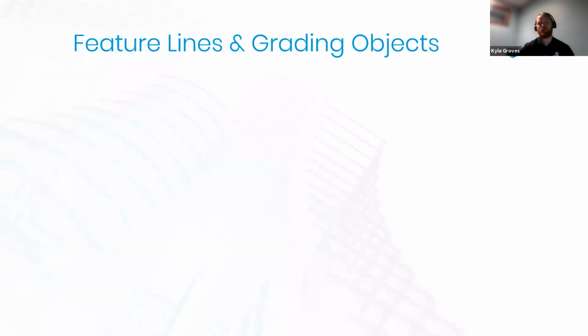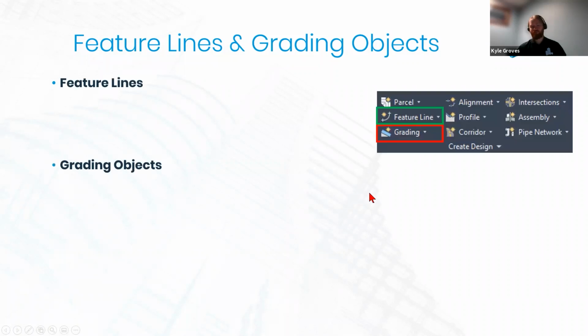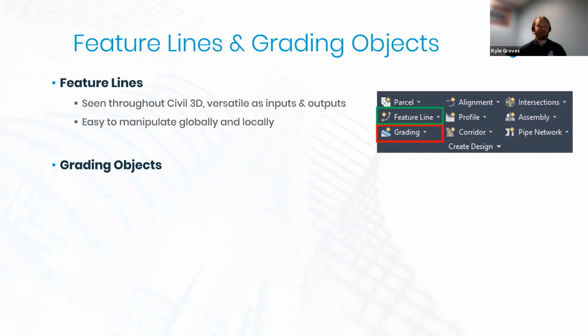So first up, let's cover a quick review of a feature line and a Civil 3D grading object. We're going to find these in our Home tab under the Create Design panel, as we do with most of our Civil 3D objects. And our feature lines are really wonderful tools. We see these throughout Civil 3D. We use them as inputs. They're used as outputs for other tools like the corridor tool set. So it's really important that we know how to use these.